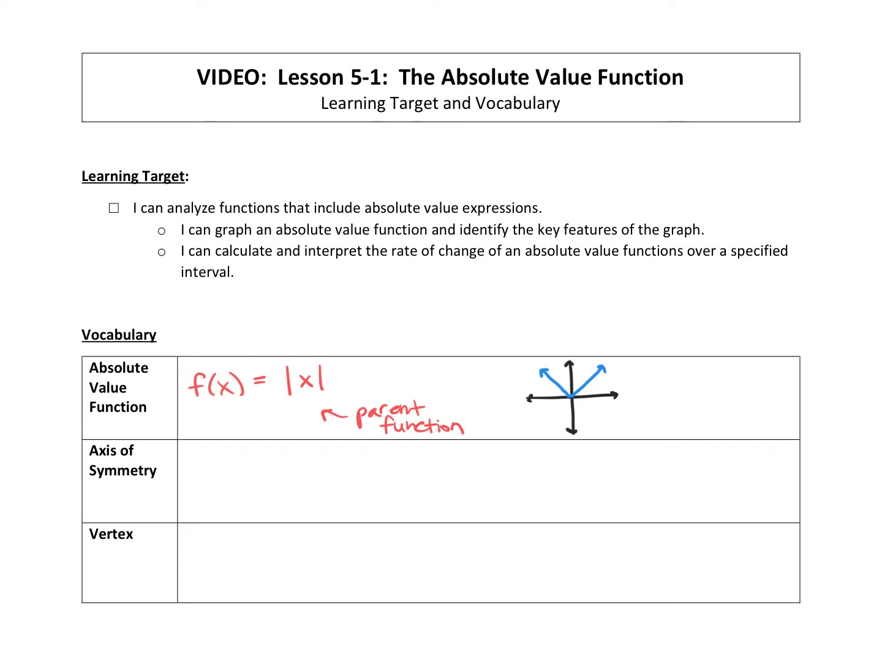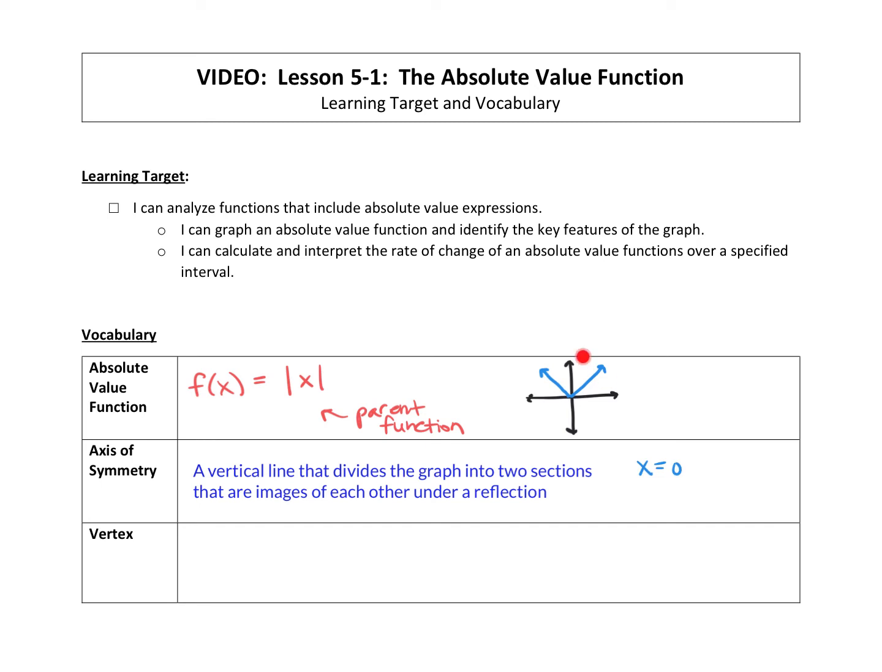All right, so axis of symmetry. Your axis of symmetry is going to be a vertical line that divides the graph into two sections that are images of each other under a reflection. Your axis of symmetry is going to be the equation x equals 0.